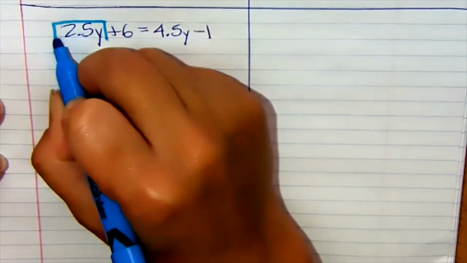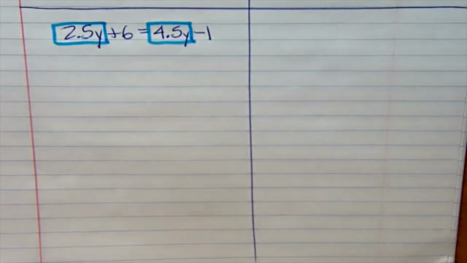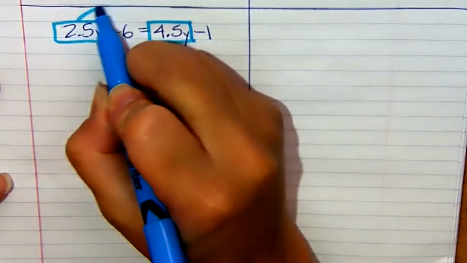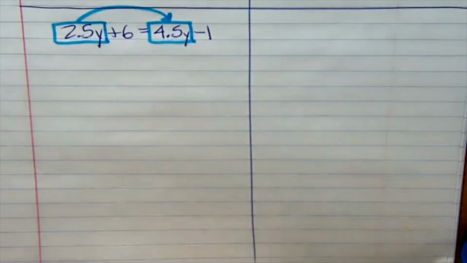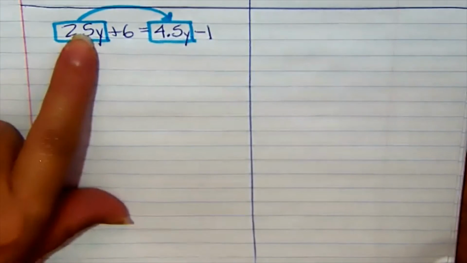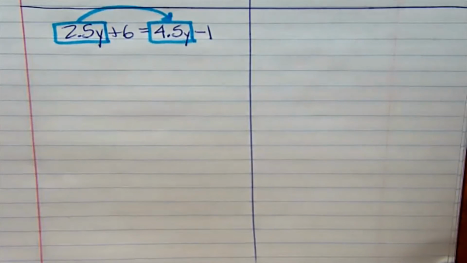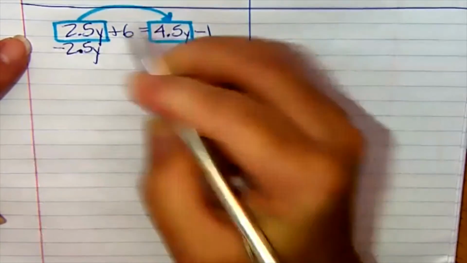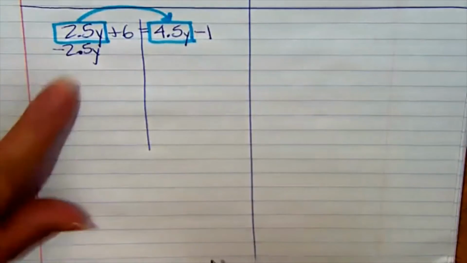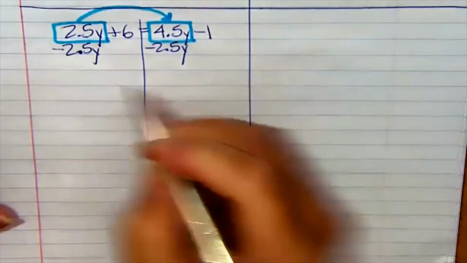And in this case, I want to keep my variable positive. So I think it would be easiest to move my variable from the left to the right. So to get rid of or undo positive 2 5/10 y, I'm going to use the inverse. So I'm going to subtract 2 5/10 y. What I do to one side, I must do to the other.